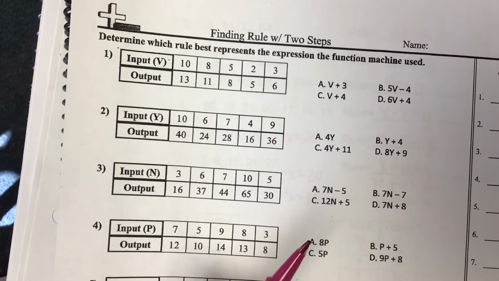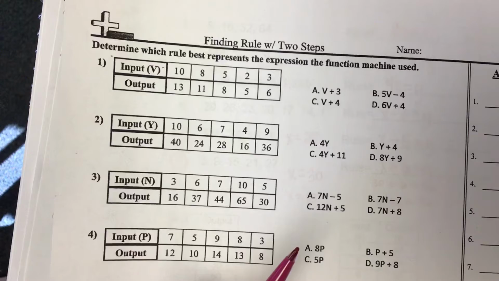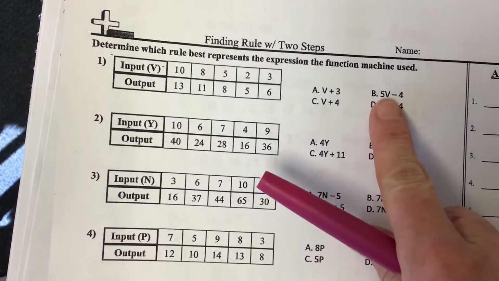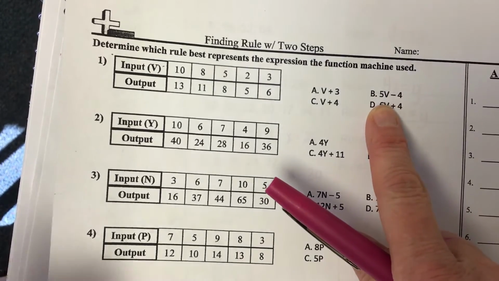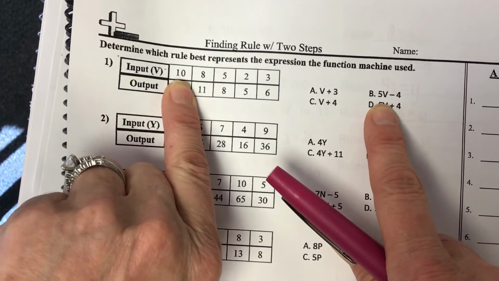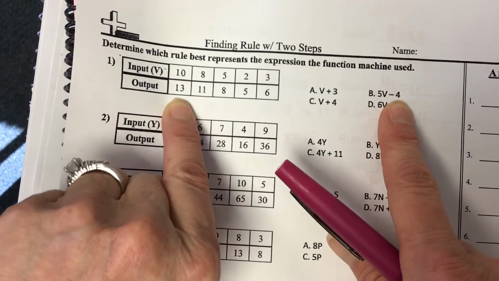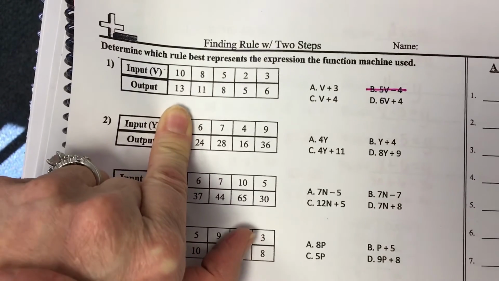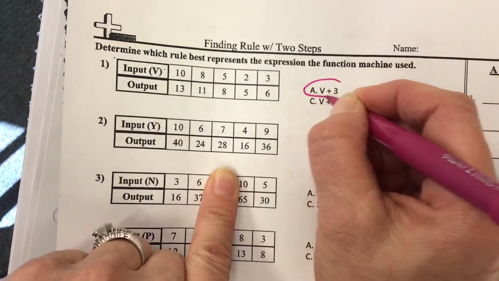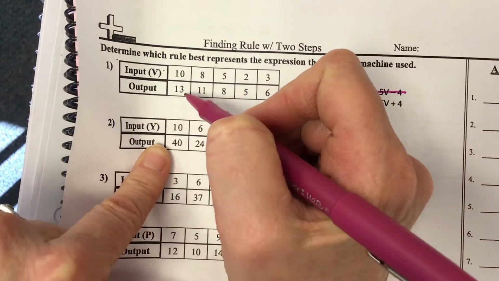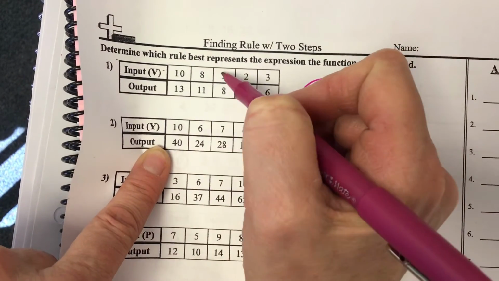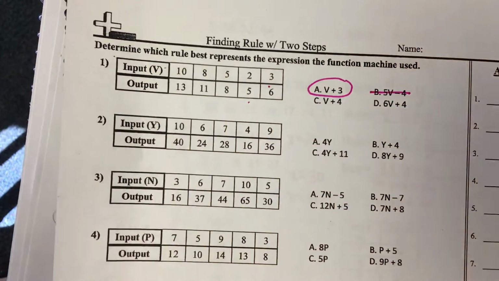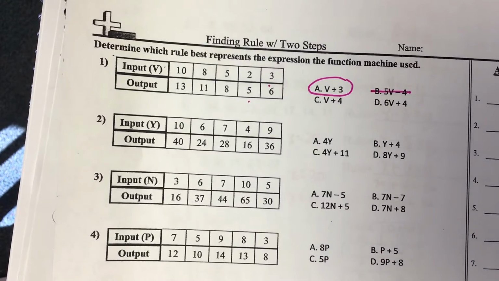Harper, what do you think the rule is? Okay, so 5b minus 4. So 10 times 5 is 50. Minus 4 would be 46. So that's not it. Nolan: A. b plus 3. 10 plus 3 is 13. 8 plus 3 is 11. 5 plus 3 is 8. 2 plus 3 is 5. And 3 plus 3 is 6. That's a simple one-step rule.